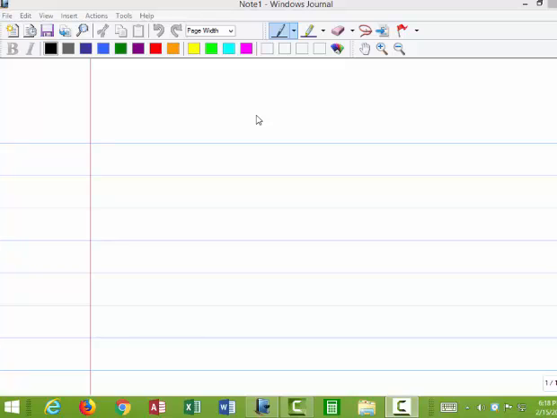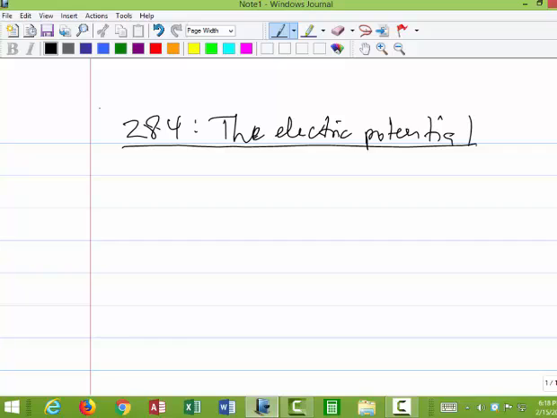Okay, so let's go on to 28.4. So 28.4, this is the electric potential. We would use the same approach we use for defining the electric field to define the electric potential. So I'll remind you of that.